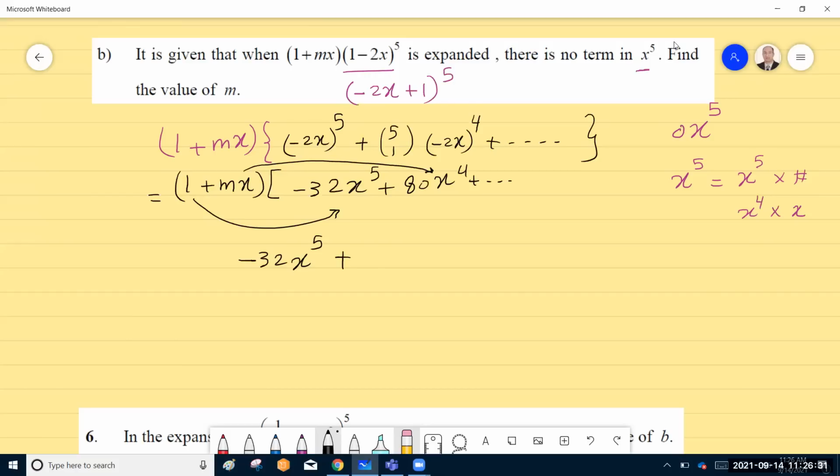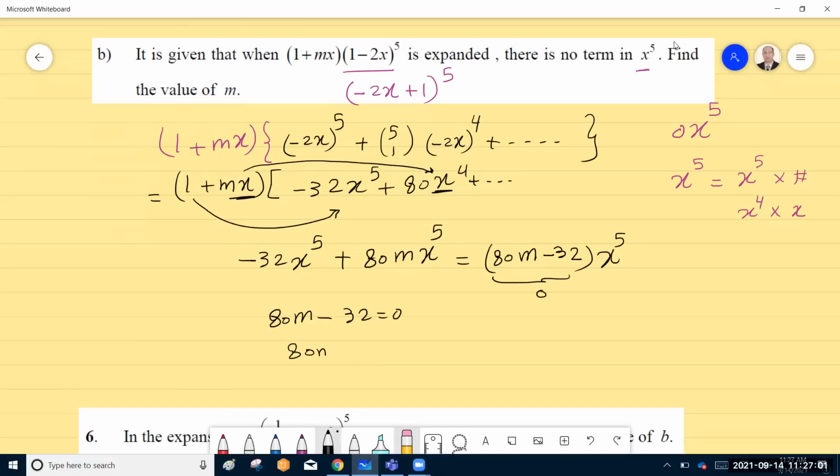So 80m x to the power of 5 also. Look, x times x to the power 4 is x to the power 5. These are the two terms of x to the power 5. Now the coefficient of x to the power 5 is simply 80m minus 32. No term of x to the power 5 means the coefficient of x to the power 5 must be 0. So 80m minus 32 is 0, 80m is equal to 32. So m is simply 32 over 80. Divide by 8, or 2 over 5 in the simplest form.